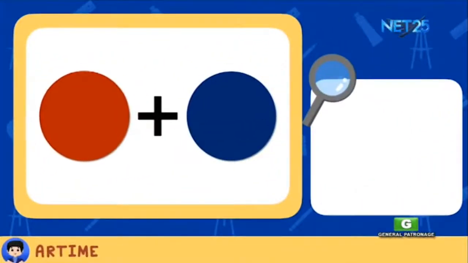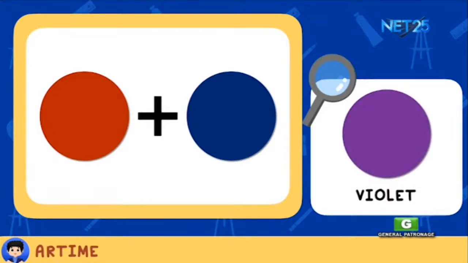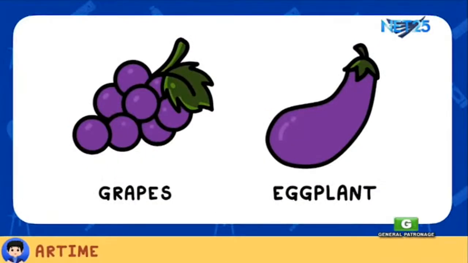Last question, friends. If we mix the primary colors red and blue, what will we get? Yes, the color violet. Objects that are violet are a bunch of grapes and an eggplant.